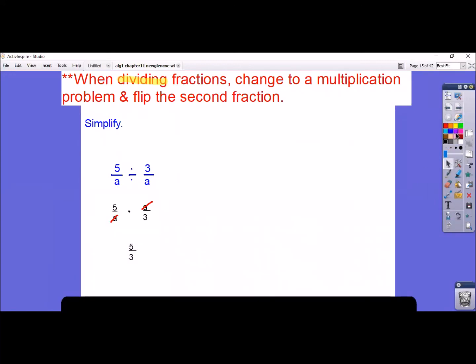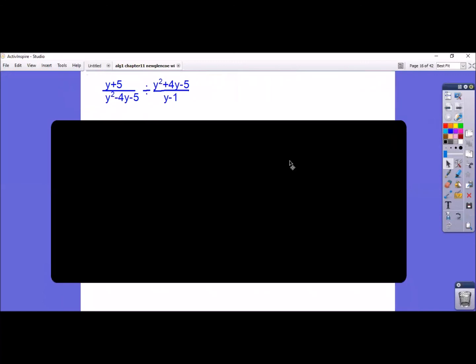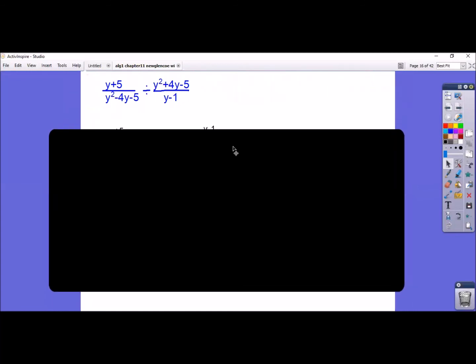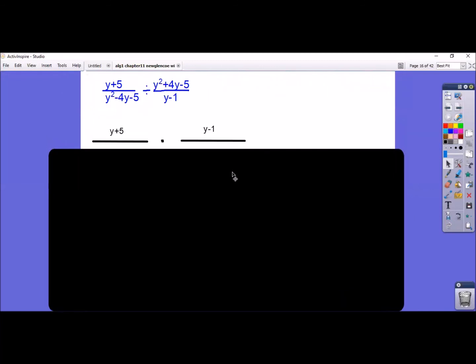That's it. So let's start looking a little bit harder, like this one. So I'm going to go straight to binomials and trinomials. So I see the division symbol. Not going to copy it down on my paper like that though. You want to go and copy it down as a multiplication problem. Okay, so we're going to multiply and then you have to flip the second one.